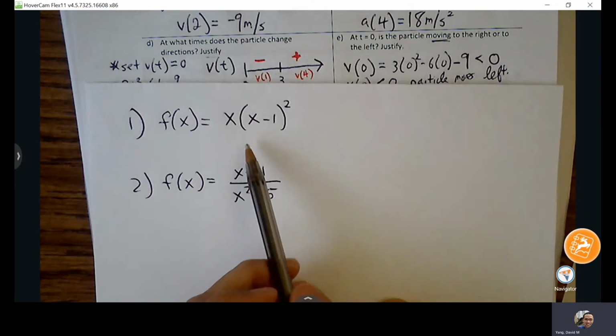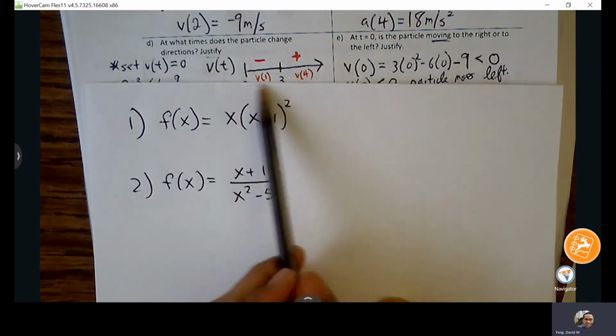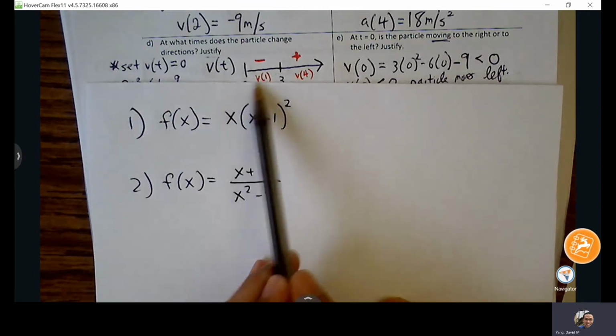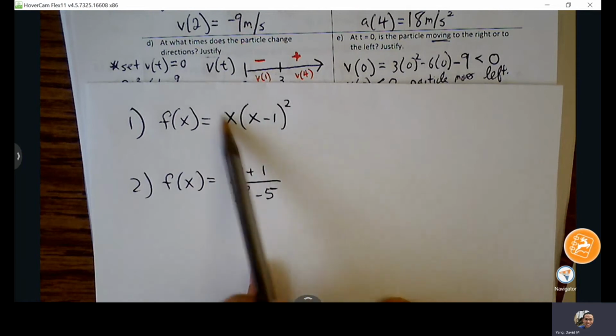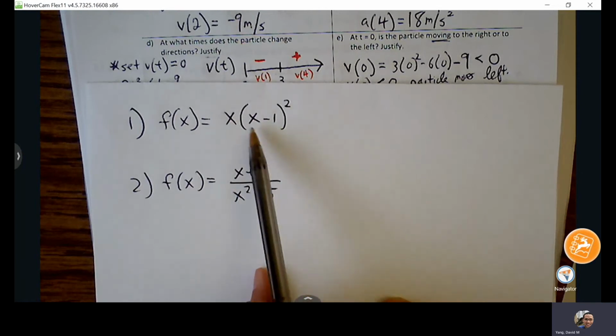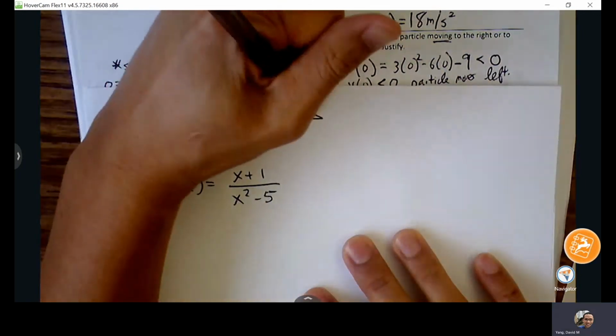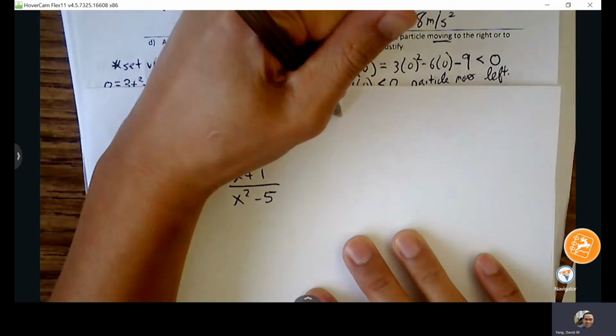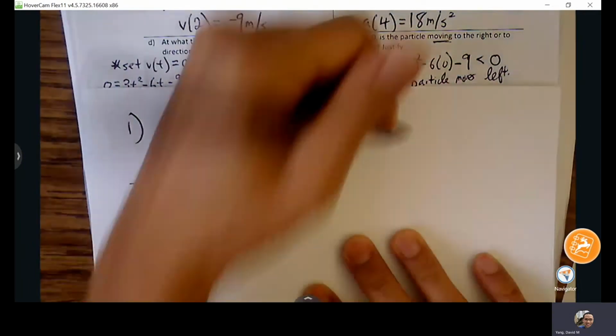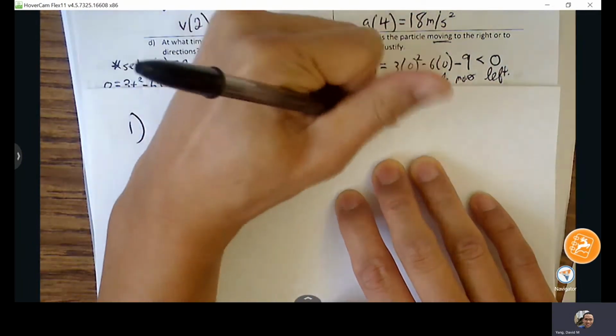So if you look at number 1 here, x times x minus 1 squared, the first thing we should always ask ourselves is, is this possible for me to expand out and completely get rid of the parentheses? I think it's doable, right? Yeah, so I can fill this out.